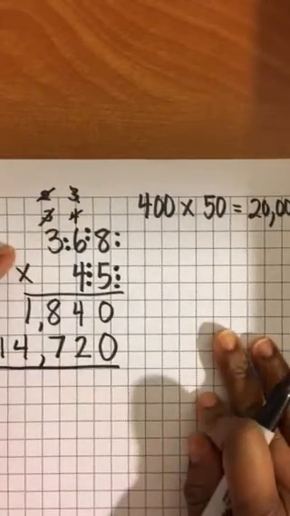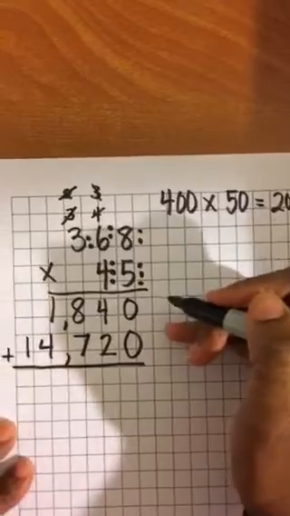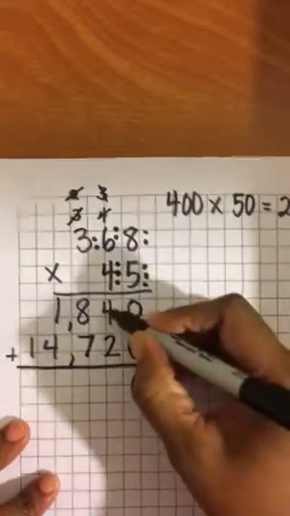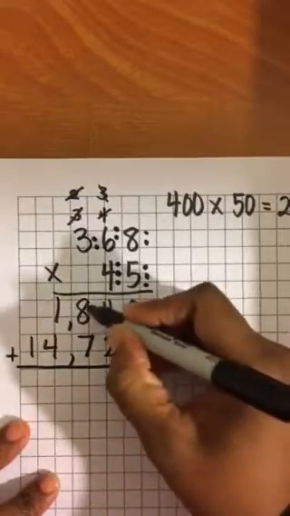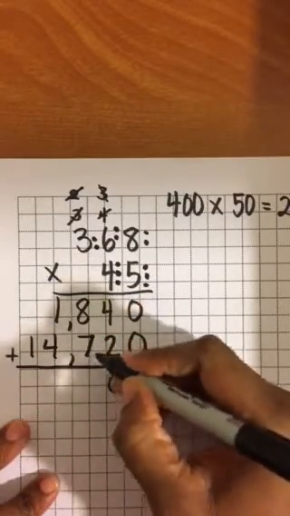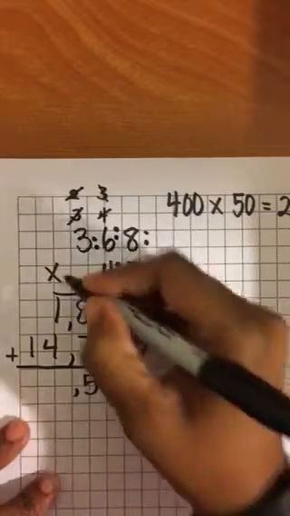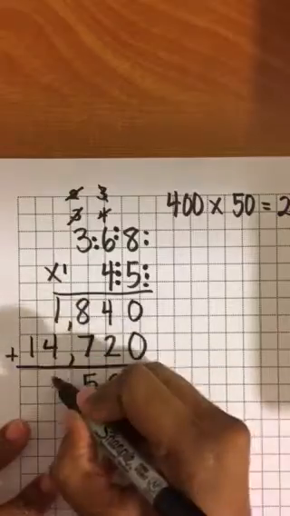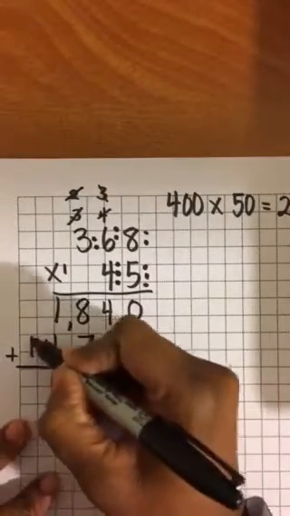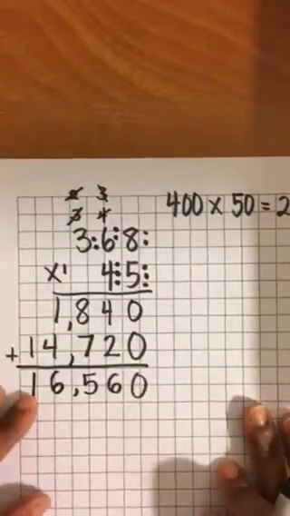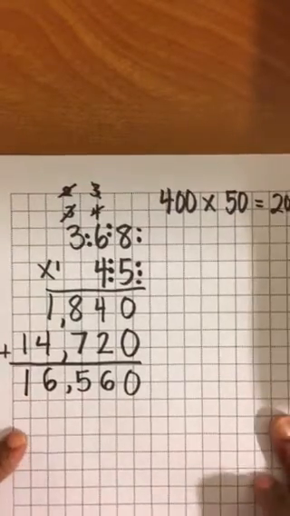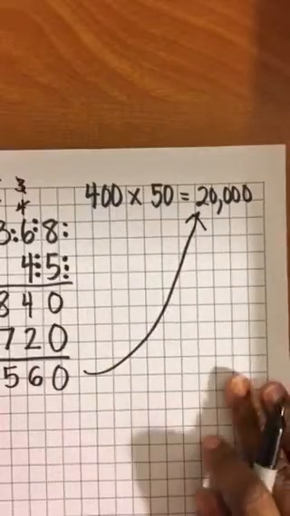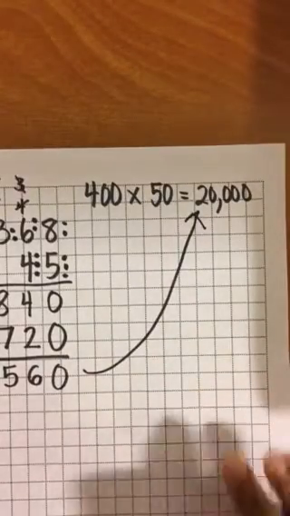But we're trying to find out 368 times 45, so let's add our partial products. Nothing plus nothing is still nothing. 40 plus 20 is 60. 800 plus 700 is 1,500. Bring down the 500, carry the 1,000. 1,000, 2,000. 2,000 plus 4,000 is 6,000. And 10,000 plus nothing is 16,000. 16,560 to the nearest 10,000 is 20,000. So I'm comfortable with my product.